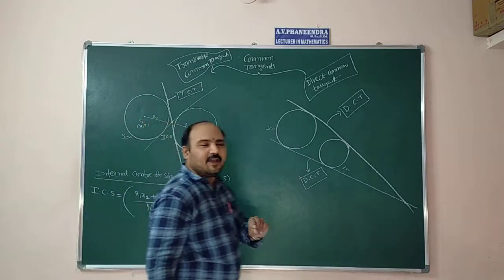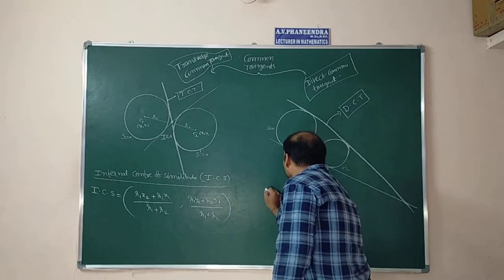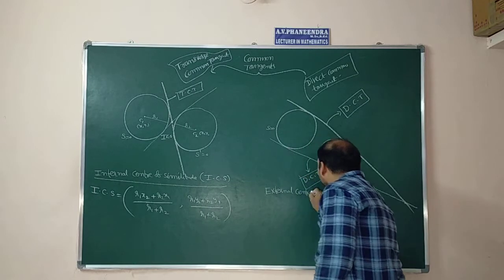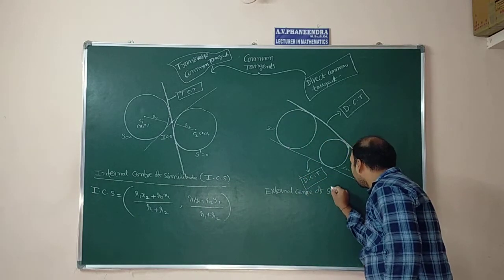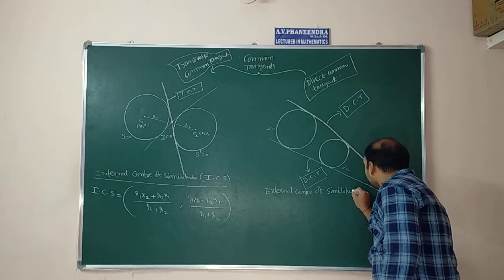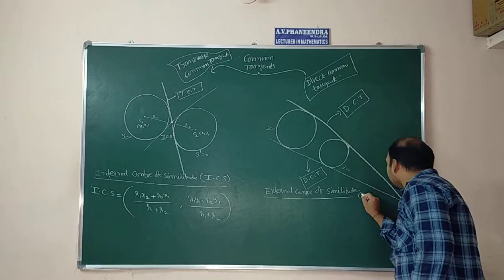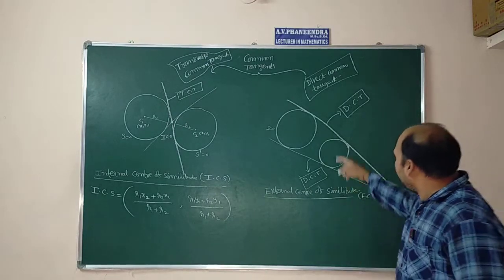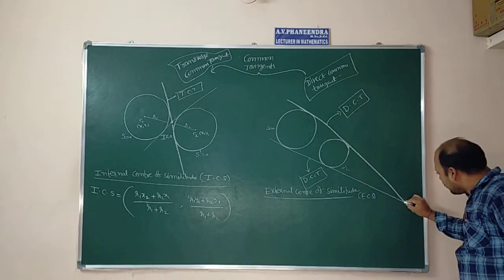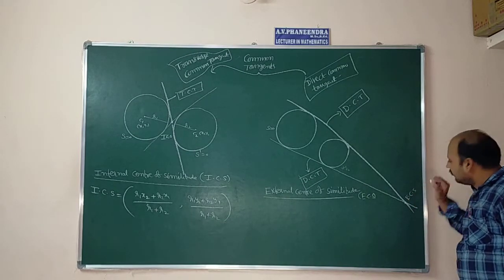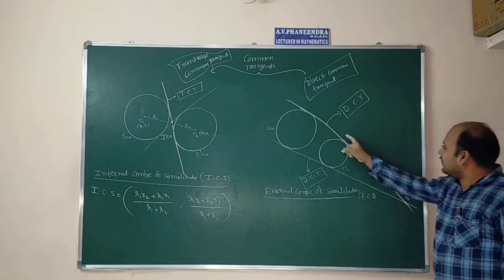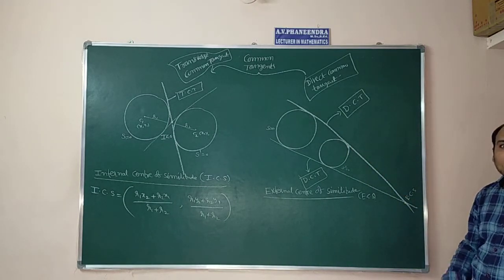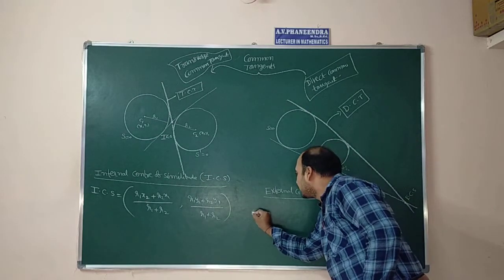What is the meaning of external center of similitude, ECS? The point of intersection of direct common tangents is called ECS. The point of intersection of direct common tangents of two circles is called the external center of similitude. How to calculate the coordinates of the external center of similitude?